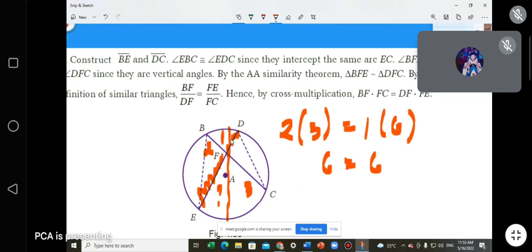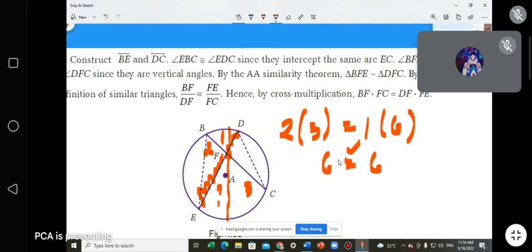When the two chords intersect, this is the point of intersection. For those chords, each chord creates two segments. So for this chord here, it's 2 and 3. Multiply together, it gives you 6. But what about this one? Not an accurate drawing. If this is 1, what is this segment here? It is 6. So they must be equal.